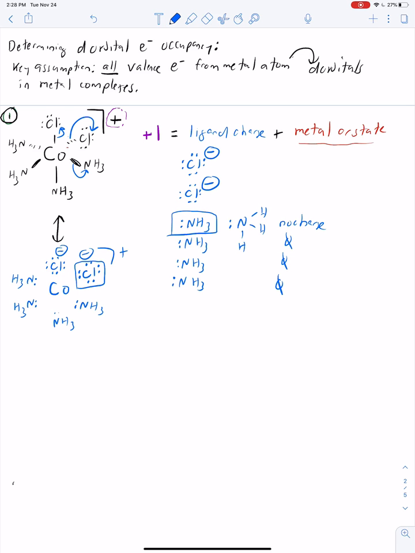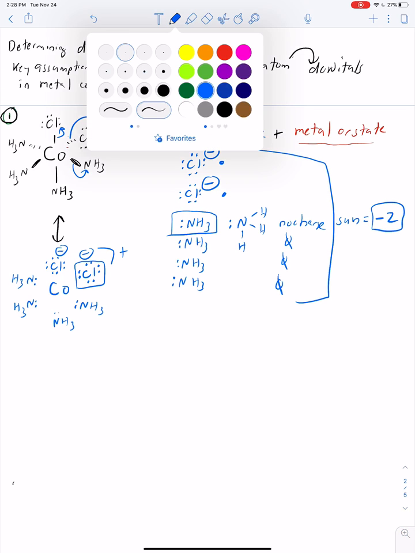For any of these. So what is the total ligand charge? The total ligand charge is the sum of all these, and it equals -2. -1 from the first chlorine and -2 from the second chlorine. And the ammonias contribute nothing.